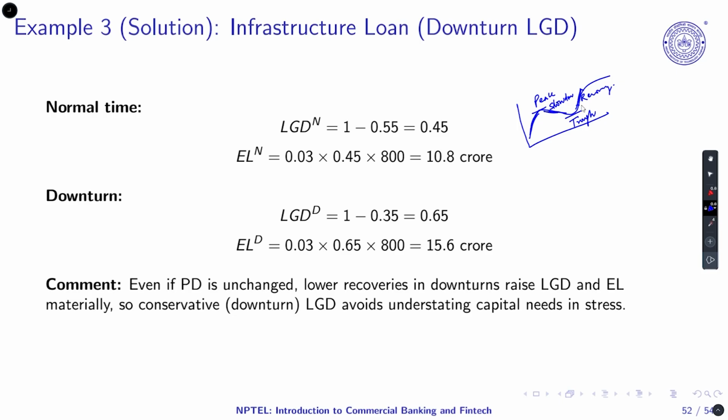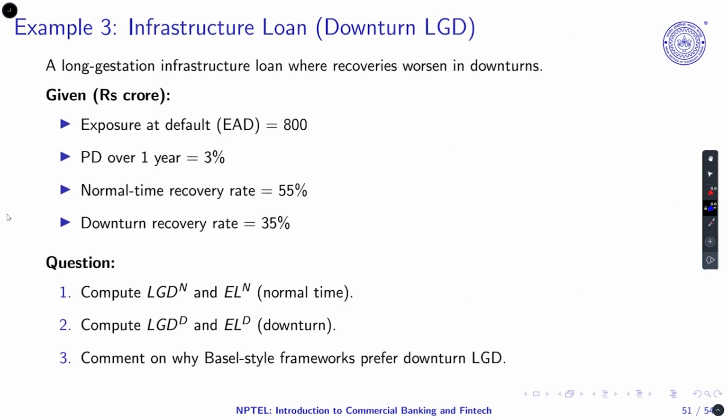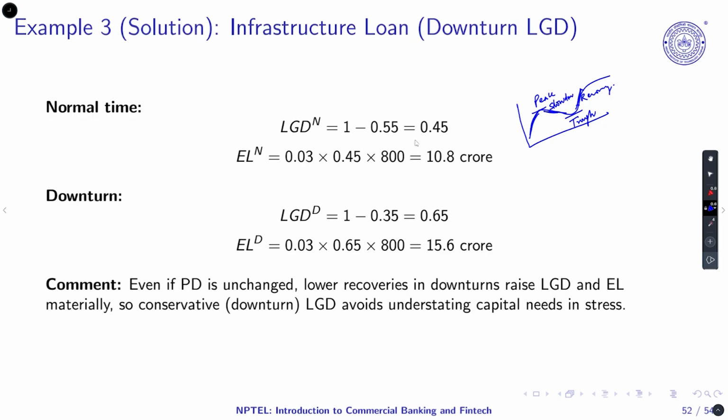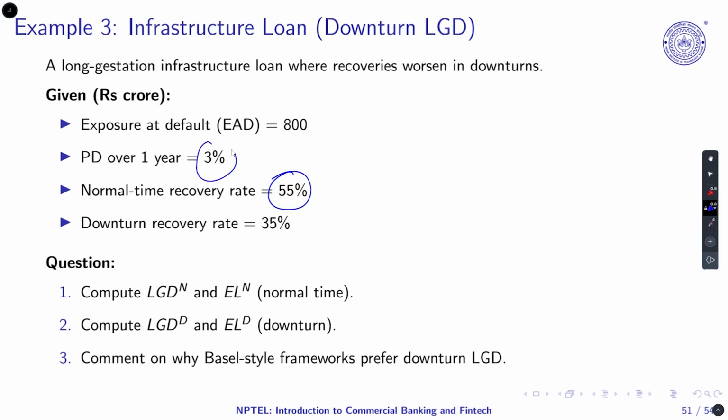So loss given default during normal time, how much is it? You can see the normal time recovery rate is 55%, so only 55% we get as the normal recovery. So we have 55, so it is coming out to be 0.45. So expected loss is going to be how much? Since probability of default is 3%, that you can see. So then you can always go through the business cycle literature.